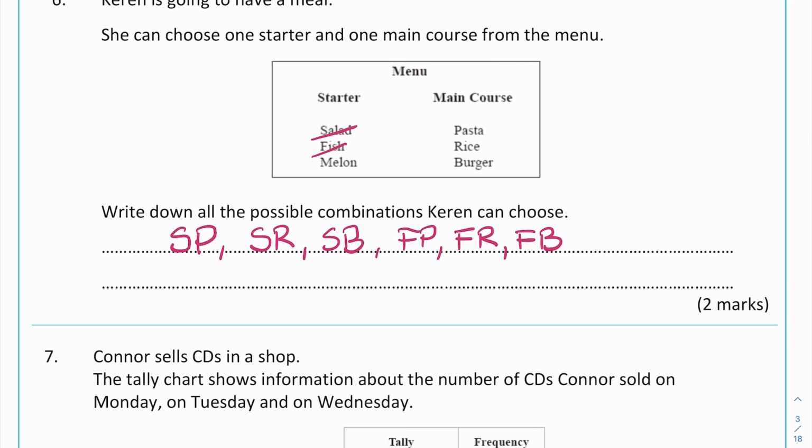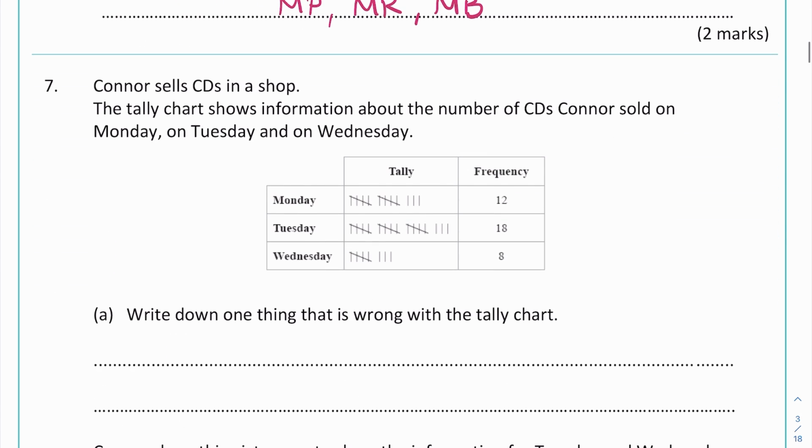Take note of the way that I'm doing this because you don't want to miss out any of these combinations, and if you do them in a random order, it's quite likely that you're going to miss one. So I'll move on to the melon. We have melon and pasta, melon and rice, and also melon with a burger. And there we go, there's all my combinations. On to question 7.